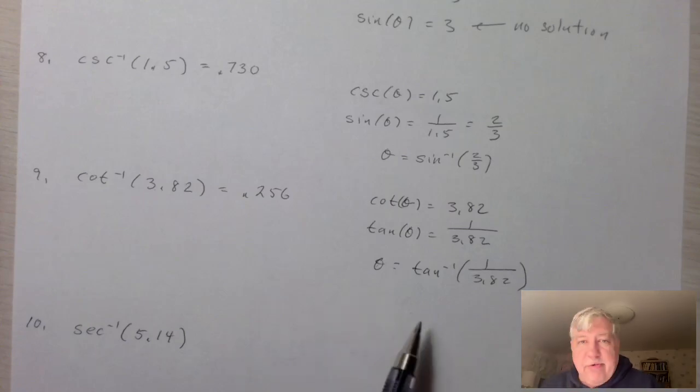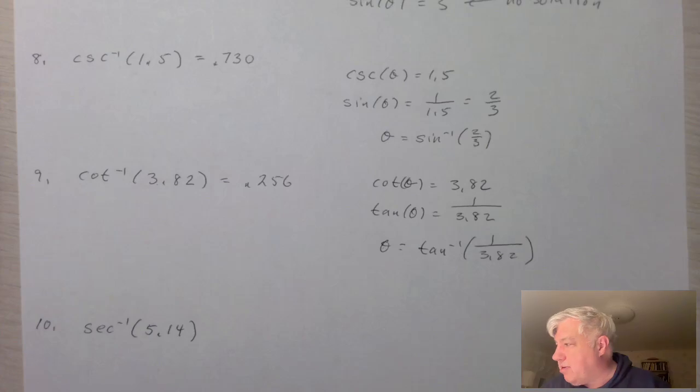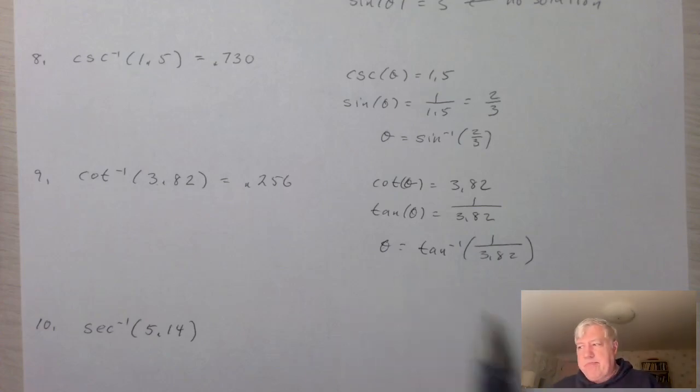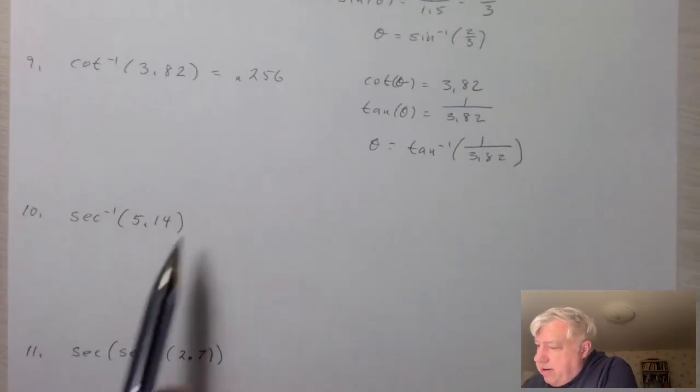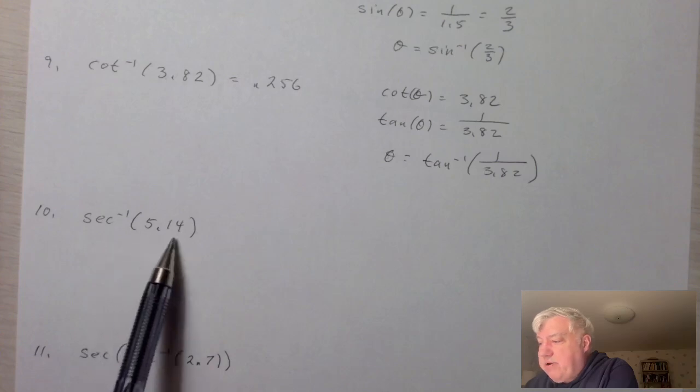The reason why we're having to do it this way, of course, is that I don't think there are any calculators that have an inverse cotangent or an inverse cosecant on them. So it's better just to break everything down and rewrite the problem in terms of inverse tangent, inverse sine, or inverse cosine. So over here we have the inverse secant of 5.14.